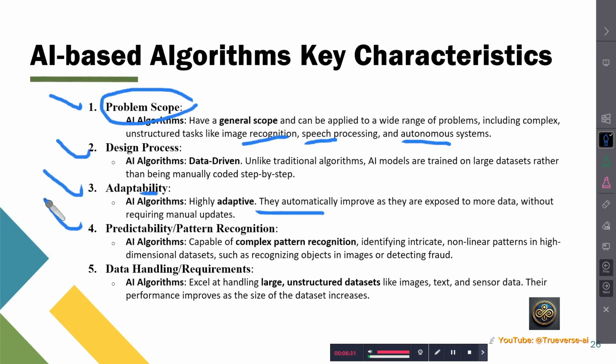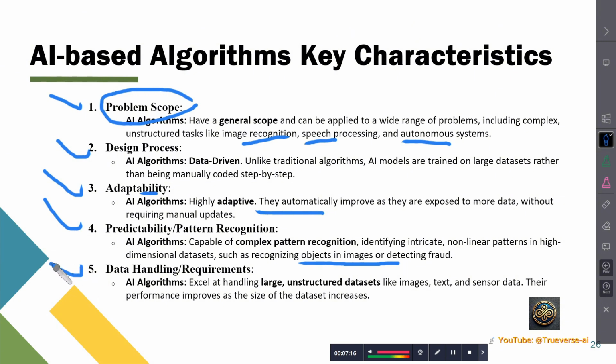Predictability. So this is capable of complex pattern recognition. This can identify non-linear patterns in high-dimensional datasets, such as recognizing objects in images and detecting fraud. This is very useful. For example, in fraud detection, an AI system can analyze millions of transactions and detect subtle irregularities in the data that are hard for a human or a traditional algorithm to spot, right?